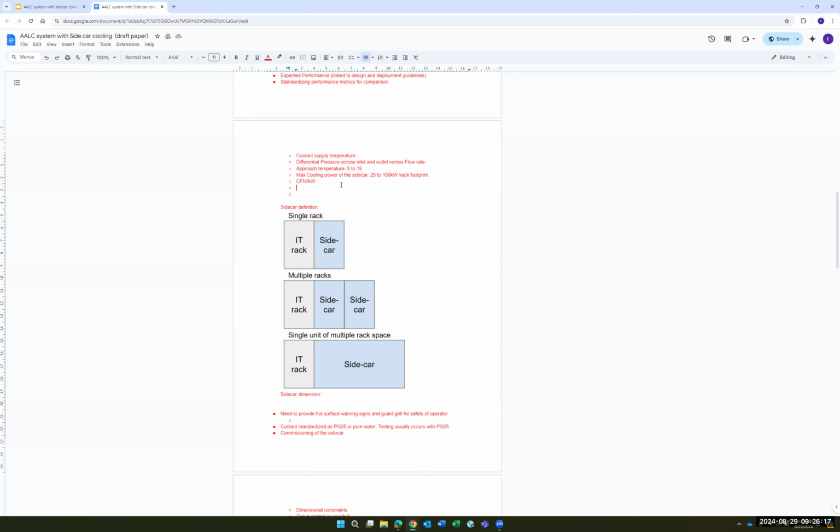How much did you say? 100 kilowatts? I think 100 kilowatt, Michael was saying that they have a rack that can do 100 kilowatt. But it's slightly wider than a standard rack. Yeah, okay. So it's kind of halfway between your single rack and multiple racks. Okay.